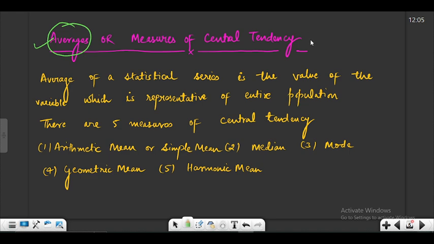So these are values that represent the entire population. Instead of talking about the entire population, you can talk about those values, and those values will represent the population. If I say that the average of 10 numbers is this, it is giving an idea about the entire population of those 10 numbers. So they are also called measures of central tendency.